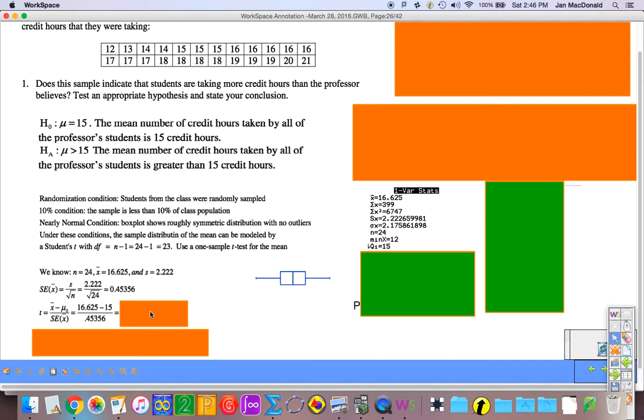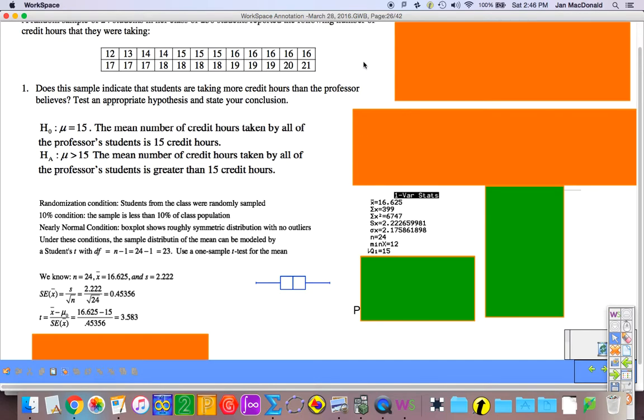And finally, we come out with the t-value of 3.583. Now we know a t-value of 3.583 is unusual, so we expect a small p-value. And we're thinking, as we move along in this problem, that we're going to reject the null. Let's take a look at our curve.